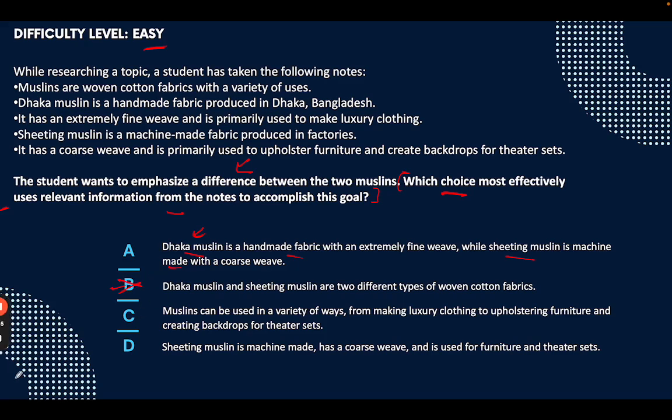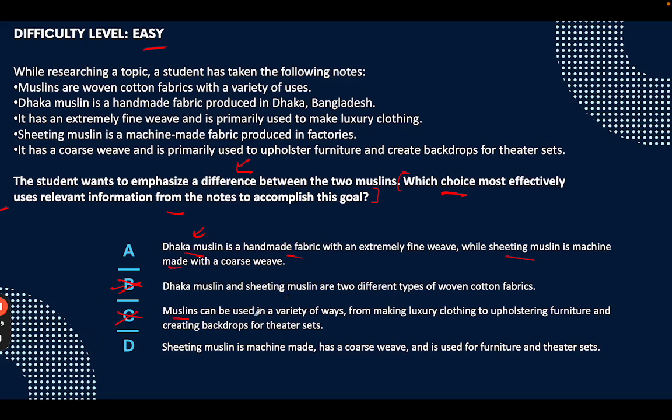Now let's look at option C. Muslins can be used in a variety of ways, from making luxury clothing to upholstering furniture and creating backdrops for theater sets. Now, what is this option telling us? It's just telling us how muslins can be used. But that is not the goal that I want to meet. The goal that I want to meet is the difference between the two muslins. So C is out because it's again not helping me achieve my goal.